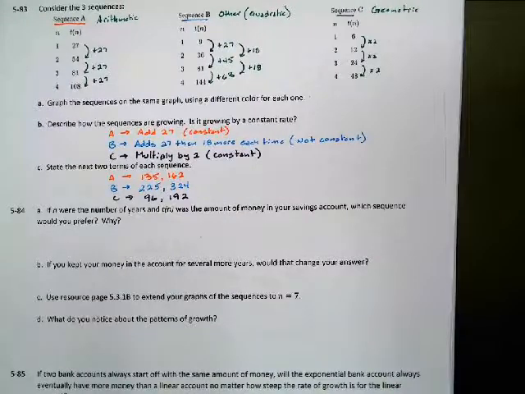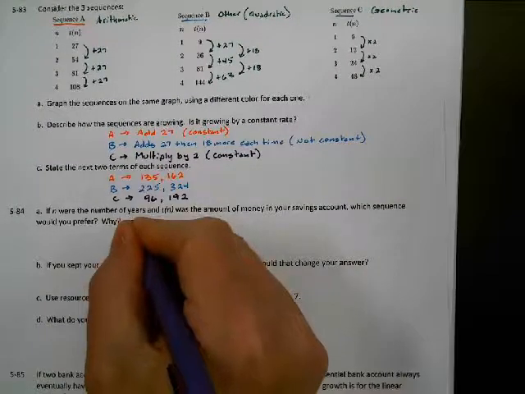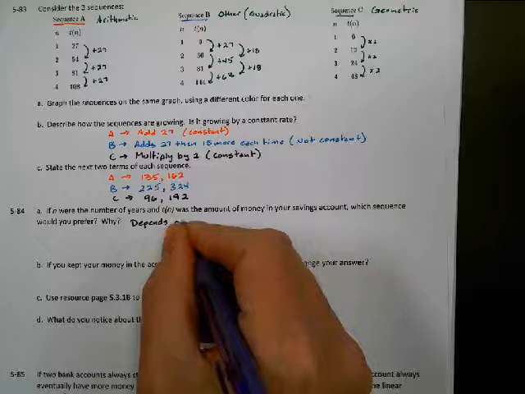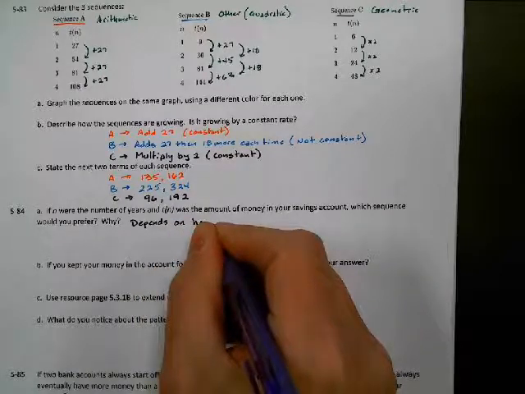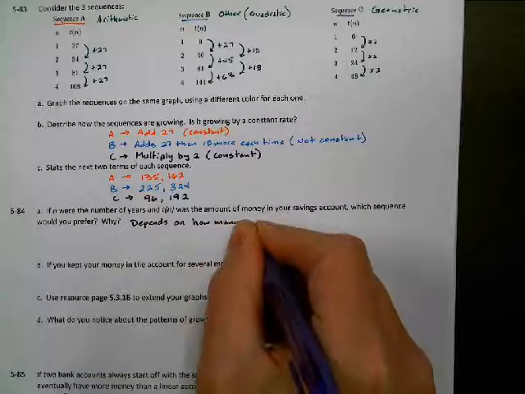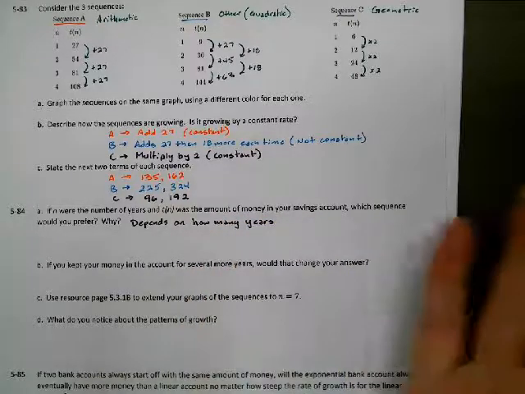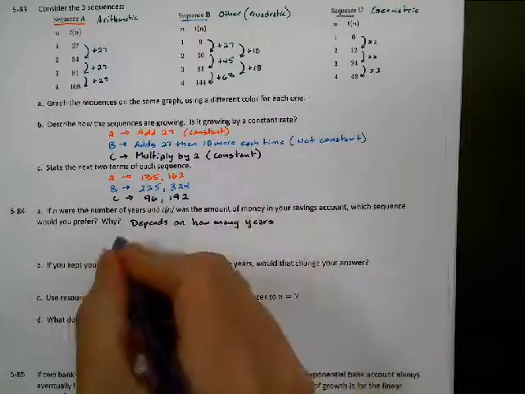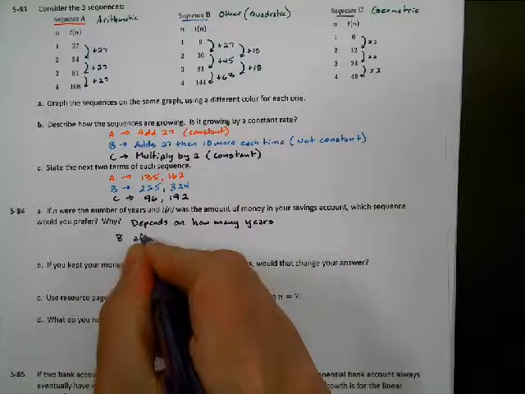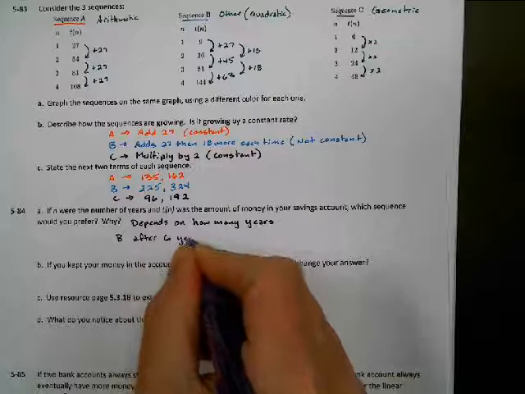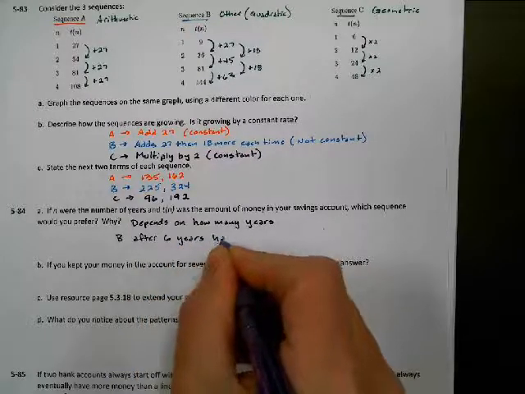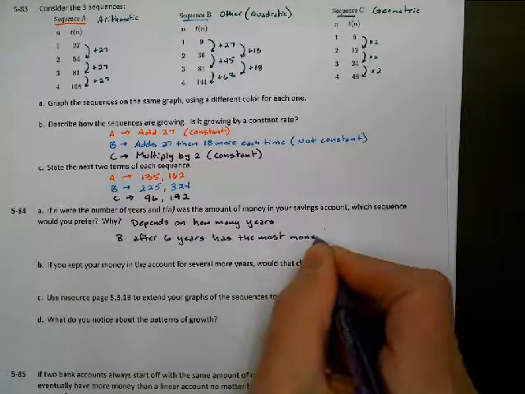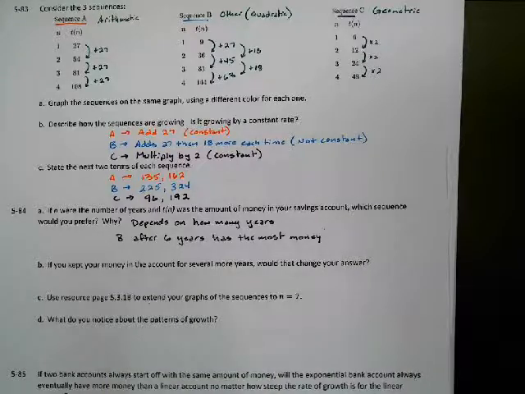So that one depends on how many years. But based on what we have so far, it looks like B, because B after 6 years has the most money. And that's all we know for right now. So let's just go with B. Say, okay, B. B looks like a good choice.